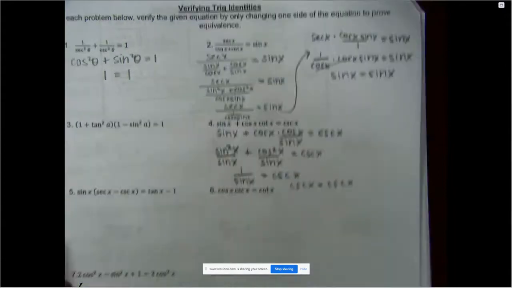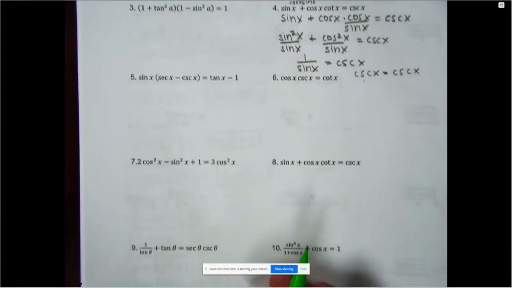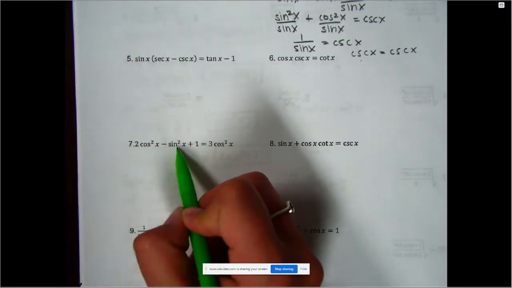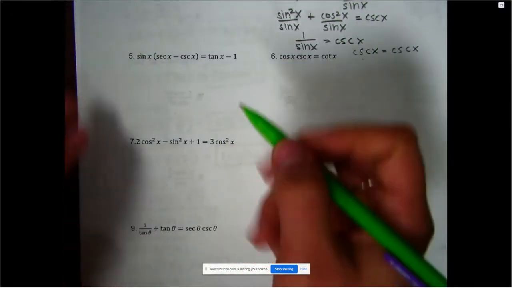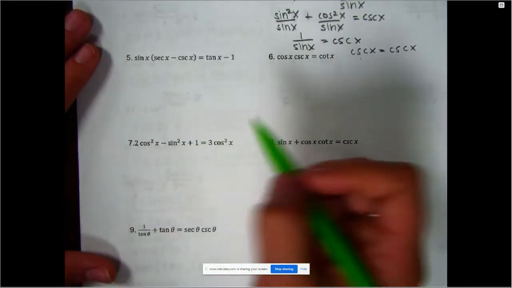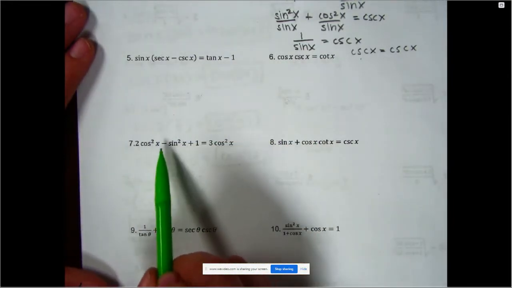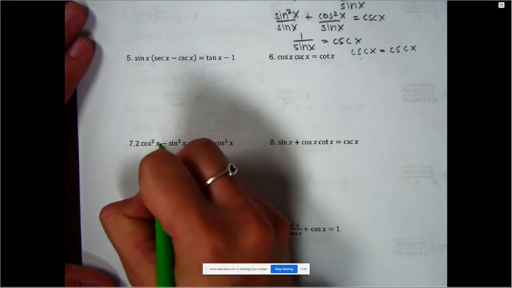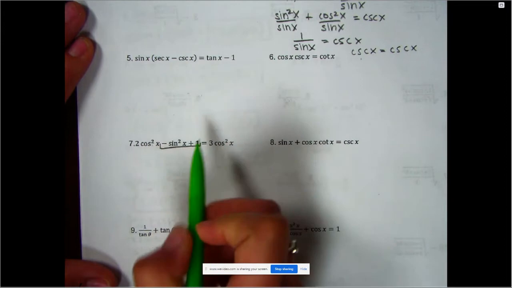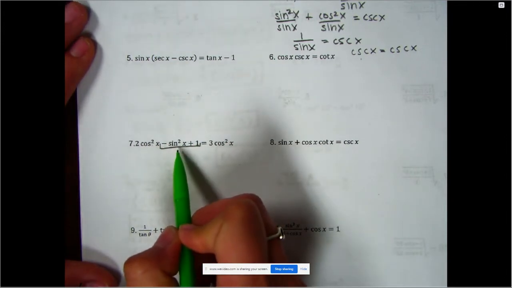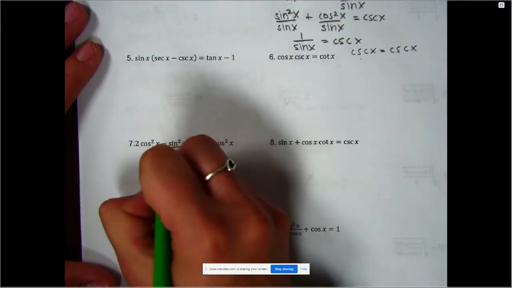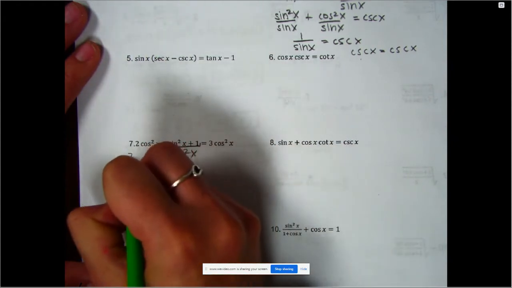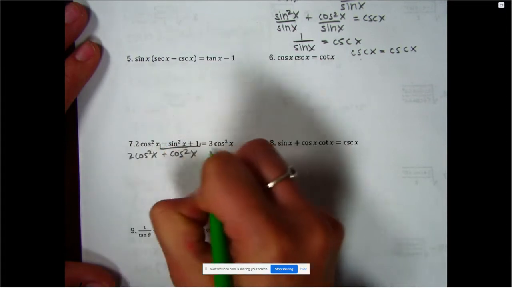Okay, let's find another one. Number 7 is a fun one. So I have 2 cosine squared x minus sine squared x plus 1, and I want it to equal 3 cosine squared x. Well, I know cosine squared plus sine squared is 1, but that's not what I have here. However, if I look at just this, 1 minus sine squared from your Pythagorean is positive cosine squared. And then I have 2 cosine squared here.